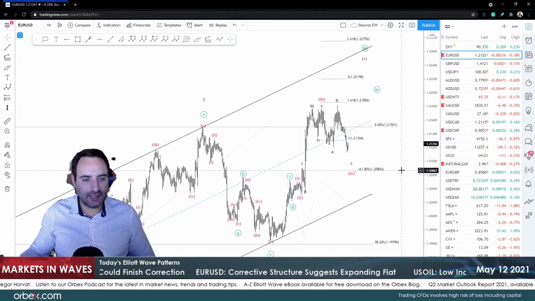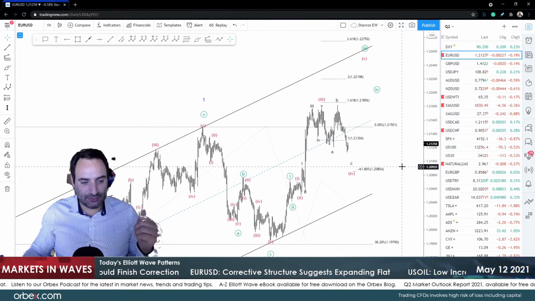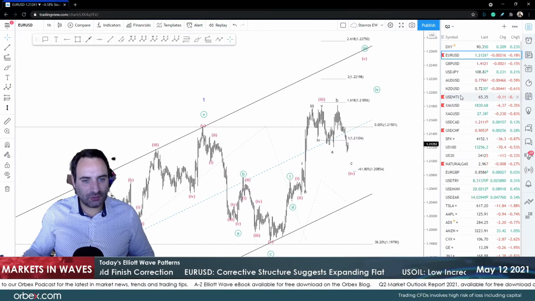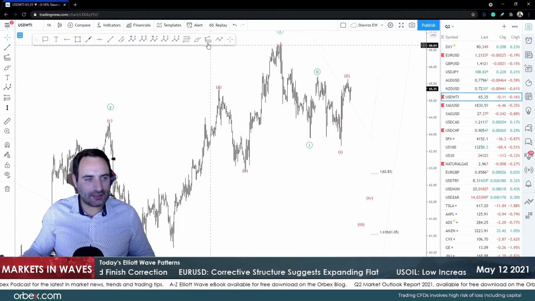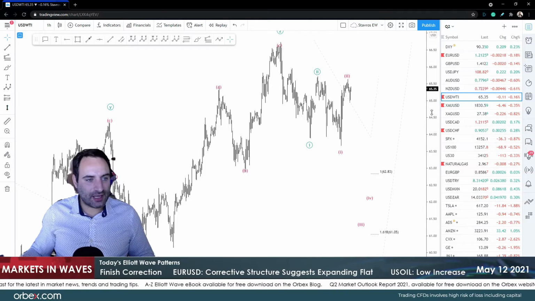Is this the reversal signal down to that 116 or so that we've been expecting? We're going to have to wait and see what time has for us.